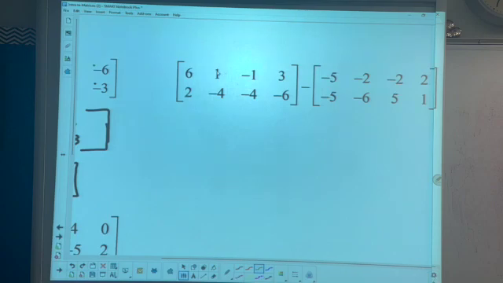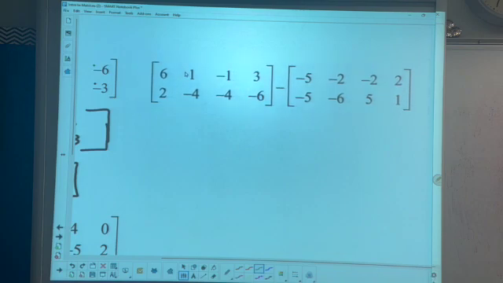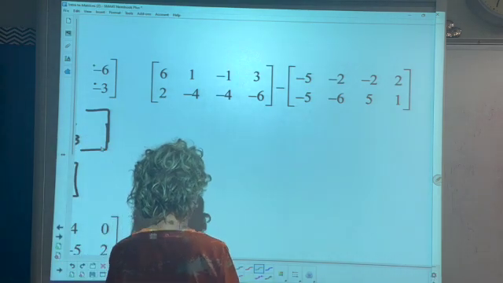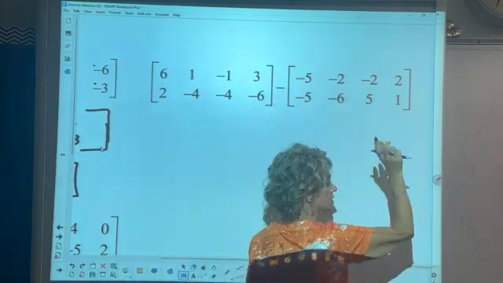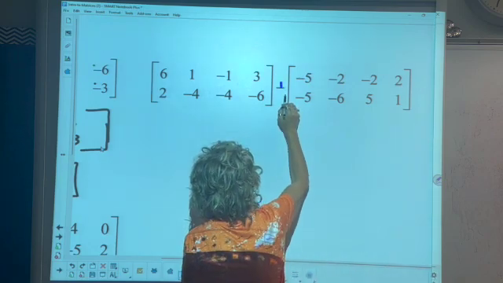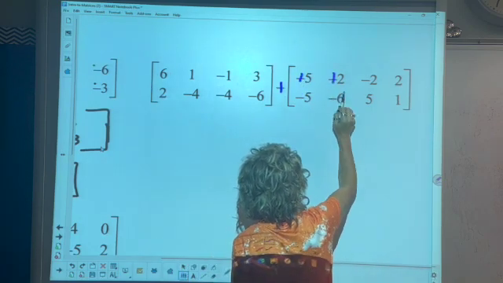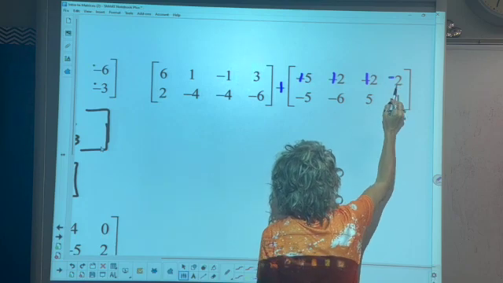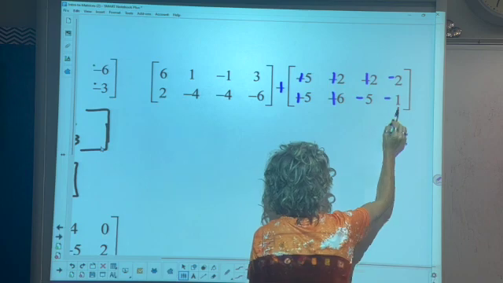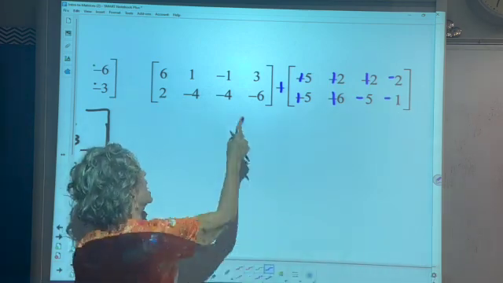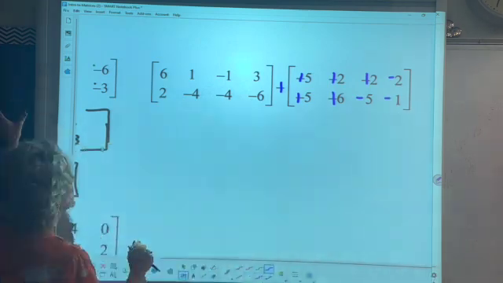Now on these, okay, subtraction can be a little tricky. So what we're gonna do each time, every time, all the time, is we're actually going to make it into an addition problem. We're gonna add the opposite of everything to the right of that matrix. That means I'm gonna add a positive 5, a positive 2, a positive 2, and a negative 2. I'm going to add a positive 5, a positive 6, a negative 5, and a negative 1. So now I have an addition just like I did this other one.